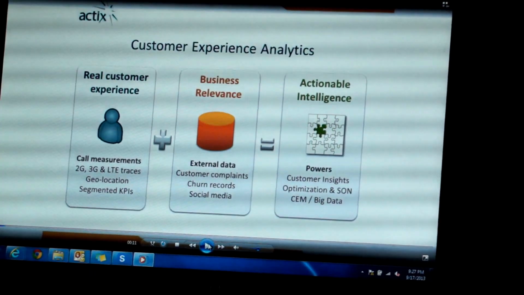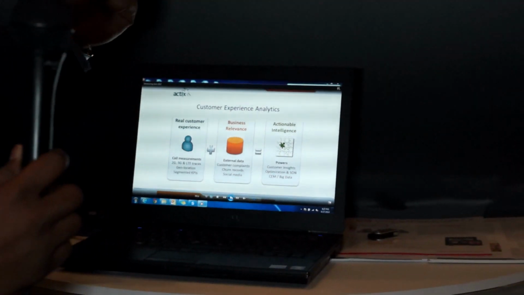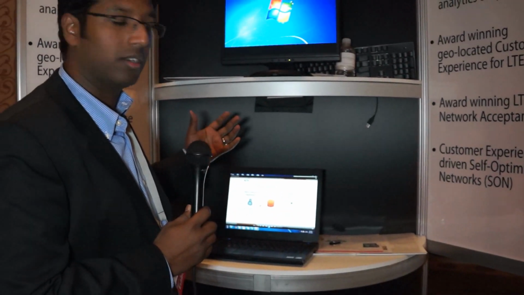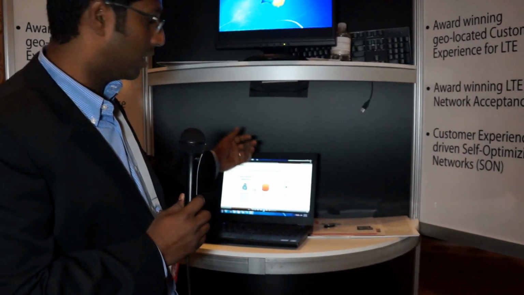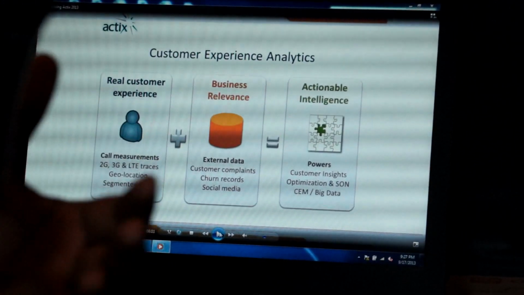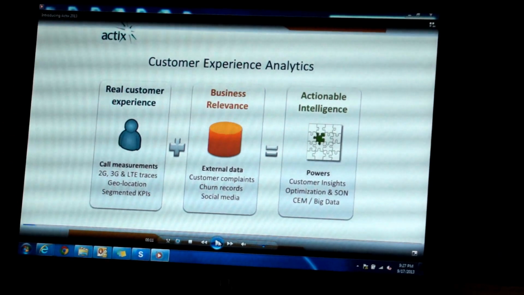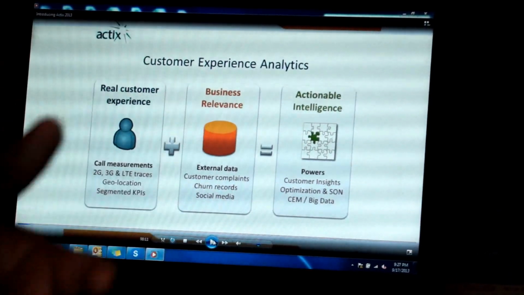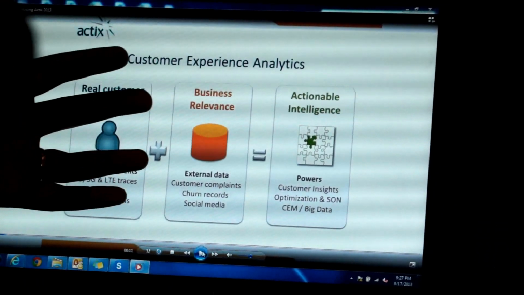And once we have that, we are geolocating that data to see where the users are and what their experience is with the network. And we are correlating that with the business data. So for example, customer complaints. So is there a certain area where there are a lot of customer complaints? Any areas where there is a lot of churn for that network? Or again, social media, where the users are actually tweeting or uploading data from. So getting all of those things.